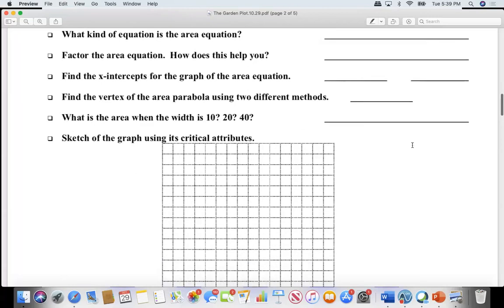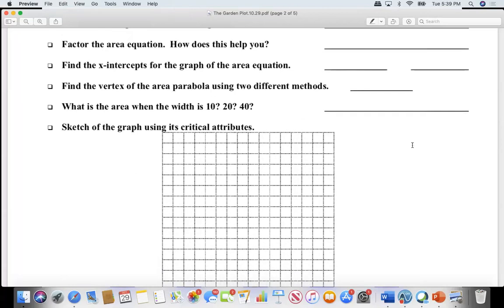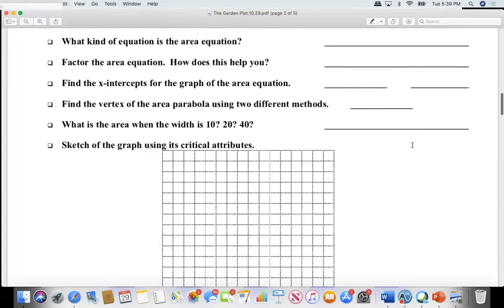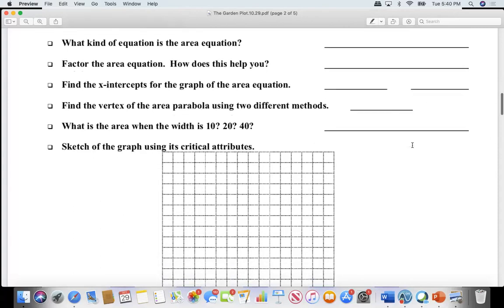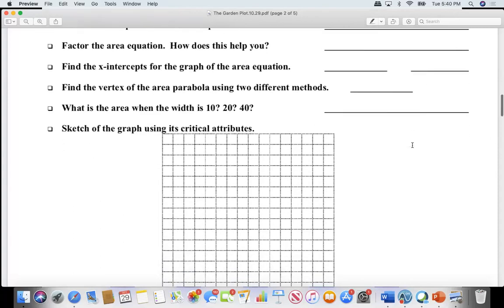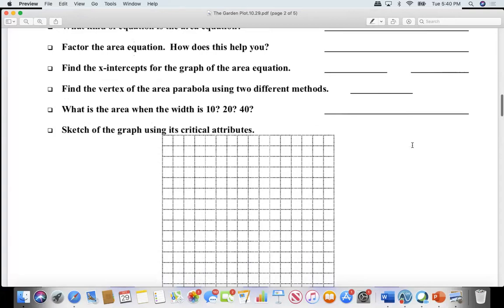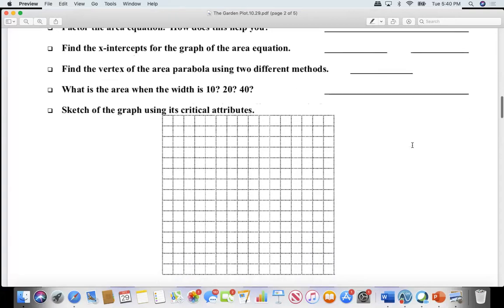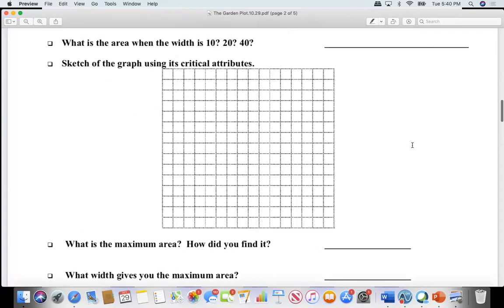So another thing that we have the kids do, which is a little different than with the Algebra 1 kids, is once they have the equation, rather than setting up a chart of values, now we ask them to graph it using some critical attributes about the graph, like where are the x-intercepts, what's the y-intercept, where's the maximum. Can we draw a sketch of this graph without having to plot a whole bunch of points? So, kind of moving them into that next level.